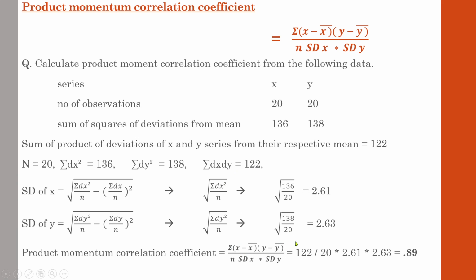So sigma dx dy is 122, divided by n, which is 20, already given, into the standard deviation of x, 2.61, and the standard deviation of y, 2.63. By solving that, you will get 0.89. So this is how you need to find the product moment correlation coefficient.